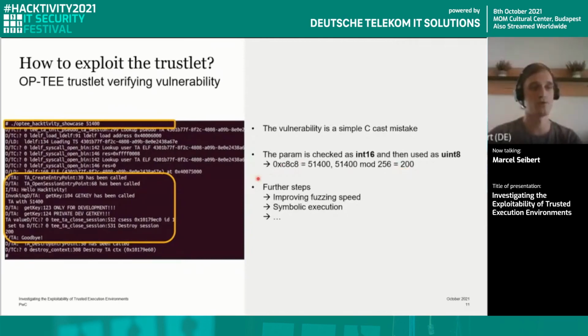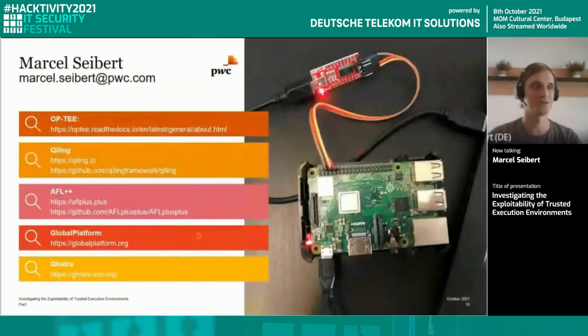Further steps, if you want to investigate further or have deeper functions, would involve improving the fuzzing speed, and you could also use symbolic execution, for example, to mathematically solve this problem. There are even more possibilities to investigate, but I won't cover those in this talk. So thank you for listening. Here are the sources I used for this, and have a good day. Bye.